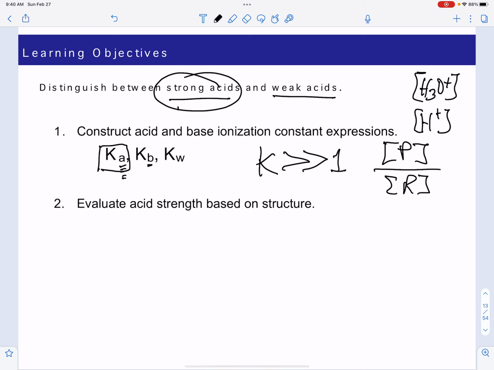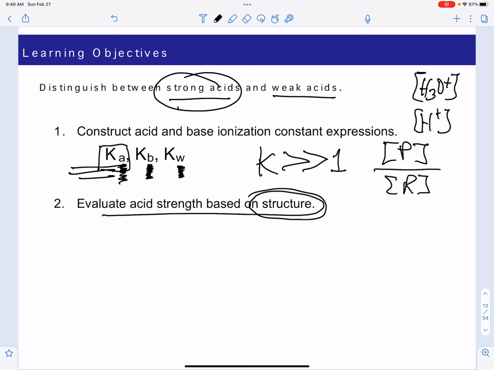We can do the same thing for the base. So equilibrium constant for the acid, equilibrium constant for the base, and equilibrium constant for water. Those are the three equilibrium constants that are going to be super important that we understand in reference to acids, bases, and water. And we're not just going to do that based on the equilibrium constant, we're also going to do this based on the structure.